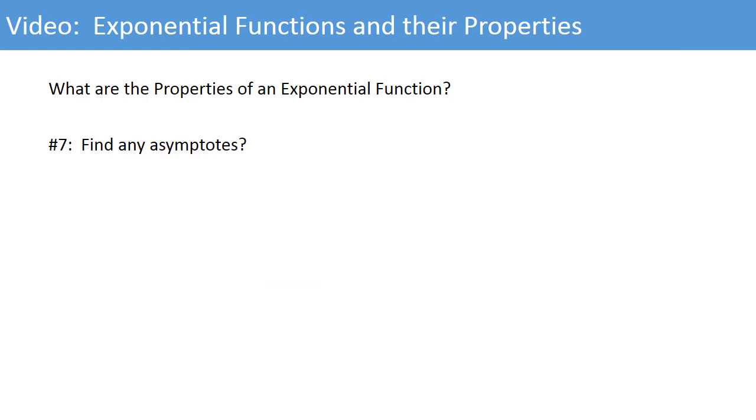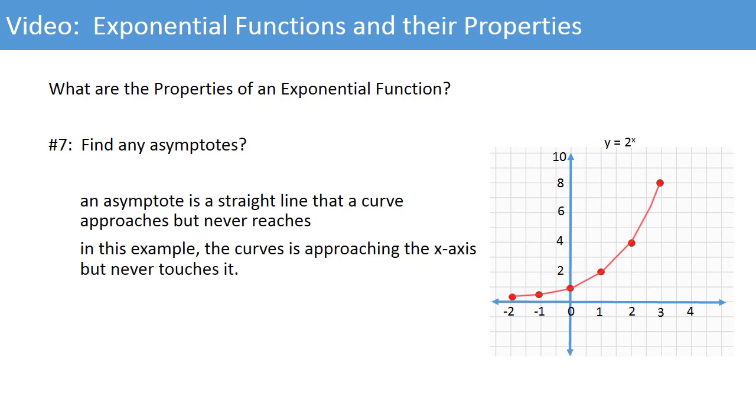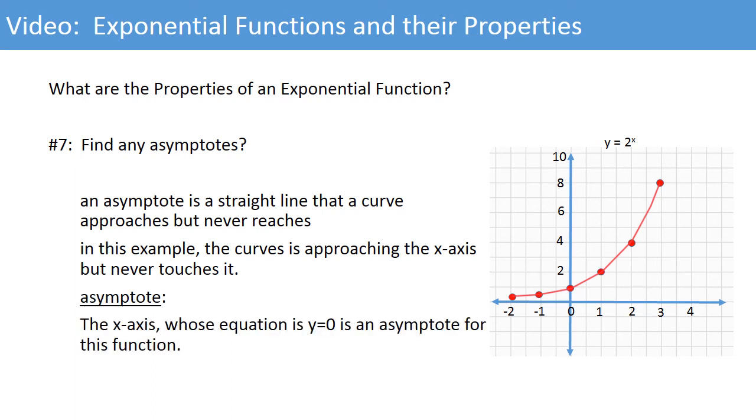Find any asymptotes. What is an asymptote? An asymptote is a straight line that a curve approaches but never reaches. In this example, the curve is approaching the x-axis, but it will never touch the x-axis. So we say that the asymptote is the x-axis. The equation is y equals 0.